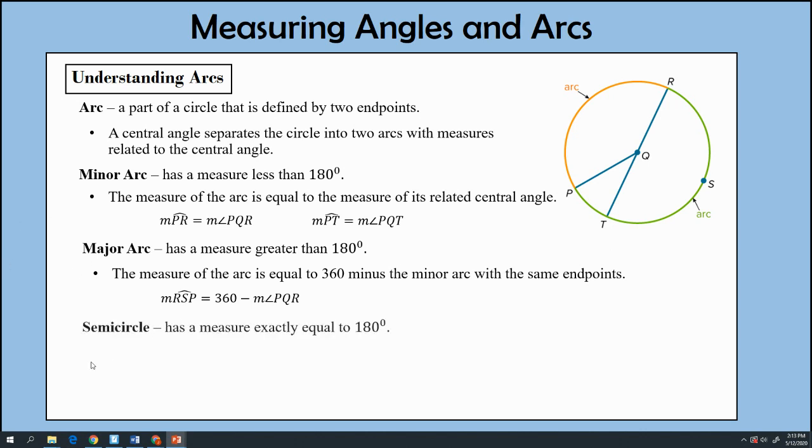Continuing on, we talk about semicircles. These are exactly 180 degrees, right on the nose. The endpoints of a semicircle are on a diameter. So in this case, if I look at TSR, this arc, it is a semicircle because T and R are the endpoints of a diameter. That makes that arc a semicircle. So the measure of arc RST is going to be 180 degrees.